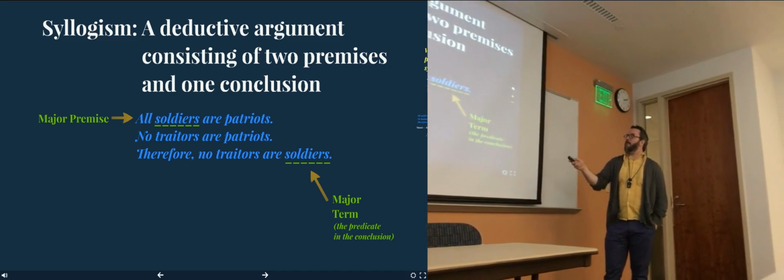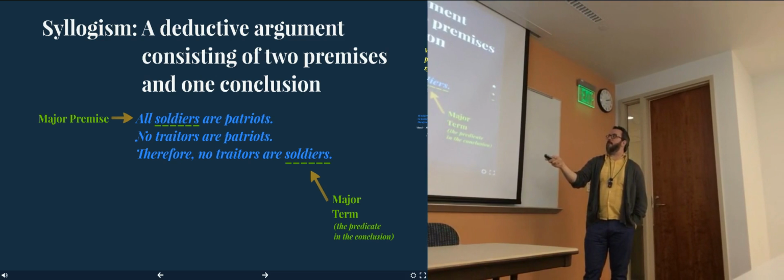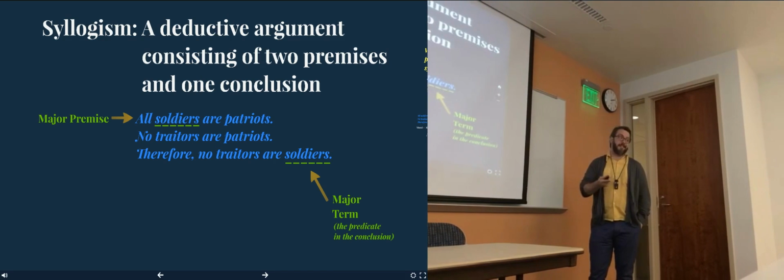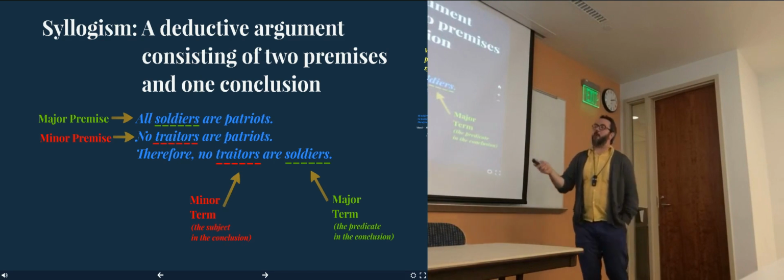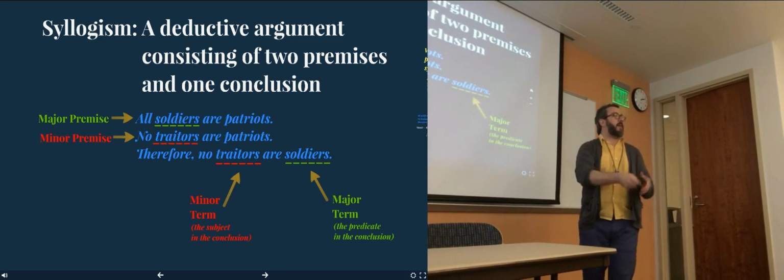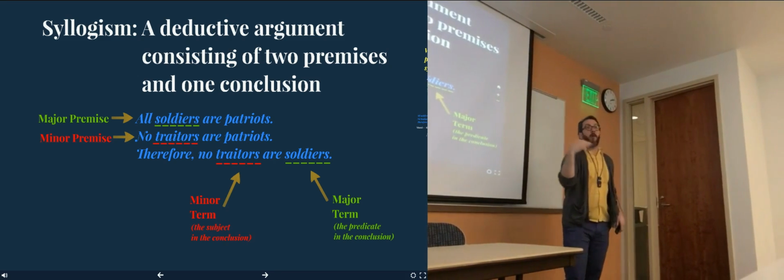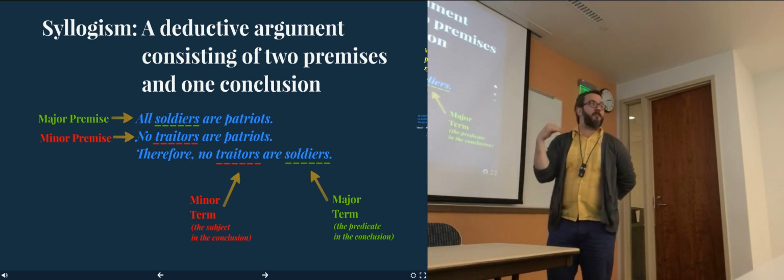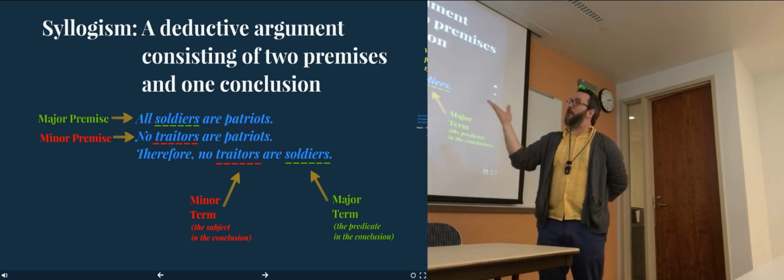Major term is in my major premise. The subject term in my conclusion is not the major term, it's the, any guesses? It's the minor term, yeah. The minor term is always the subject of my conclusion, and it's also going to occur in one of the premises. It is always going to occur in a different premise than the major premise. It's going to occur in the minor premise.